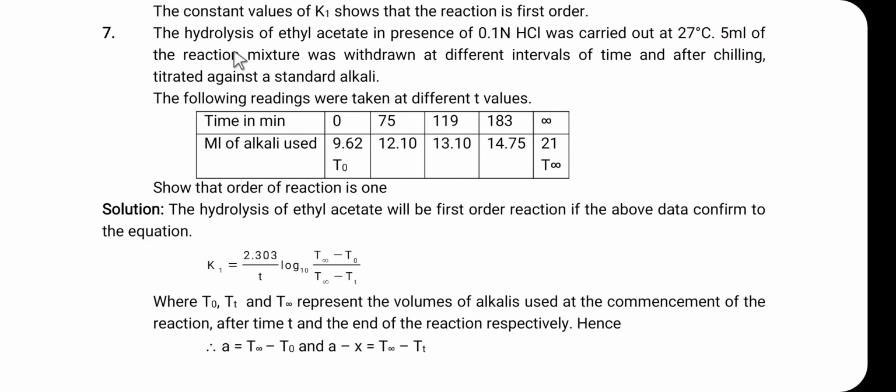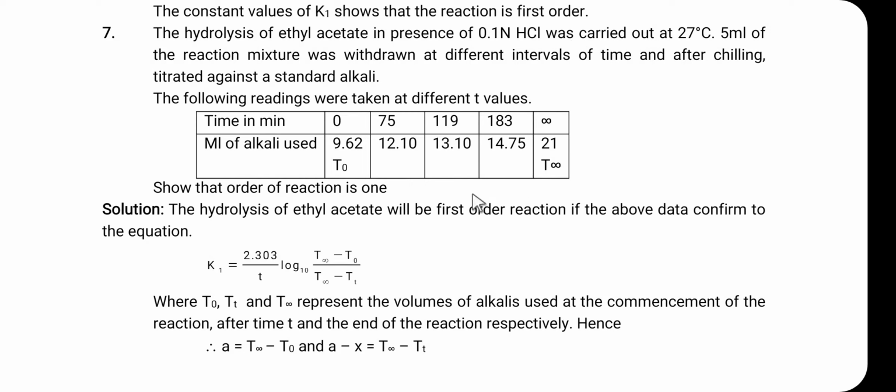Then the next example: the hydrolysis of ethyl acetate in presence of 0.1 normal HCl was carried out at 27 degrees Celsius. 5 ml of the reaction mixture was withdrawn at different intervals of time, and after chilling, titrated against the standard alkali. The following readings were taken at different t values. Time in minutes is given, and the ml of alkali used for the titration is also given. Again, all of you know that the hydrolysis of ethyl acetate in presence of 0.1 normal HCl is a first order reaction. So here we have to show that the order of reaction is 1.